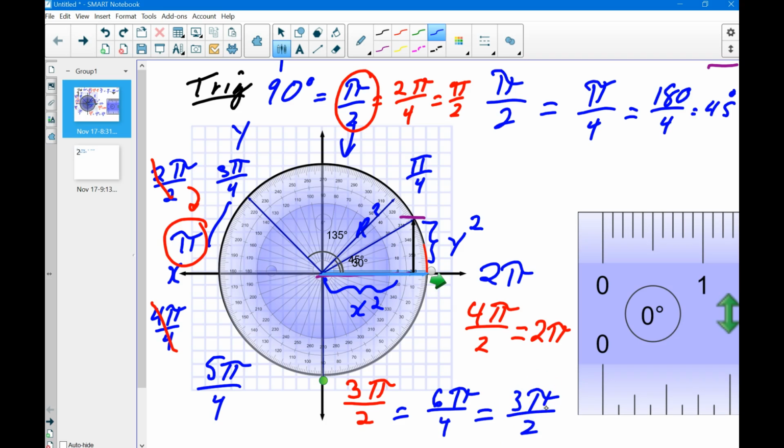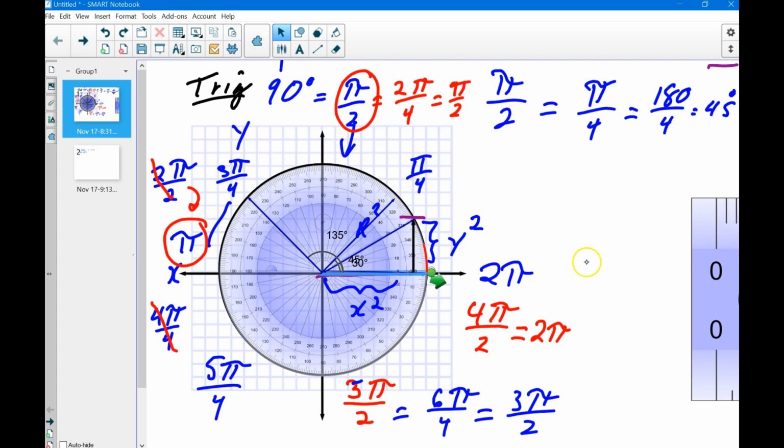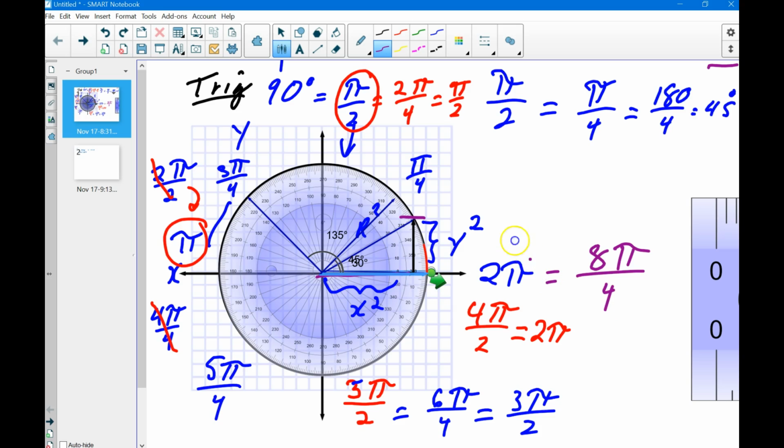It's amazing, eh? And by the time I get around here, this is going to be 6 pi over 4. Oops, I'm back here. Then I get over this way, it's going to be 7 pi over 4. And then up here, 8 pi over 4, which, you guessed it, is 2 pi.